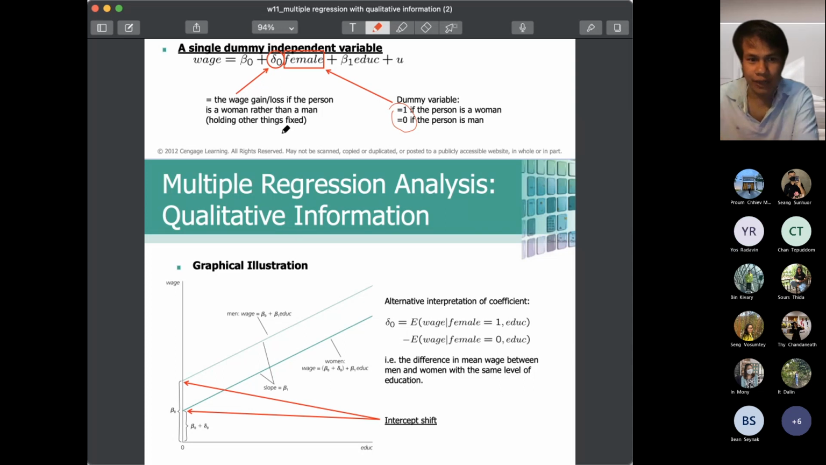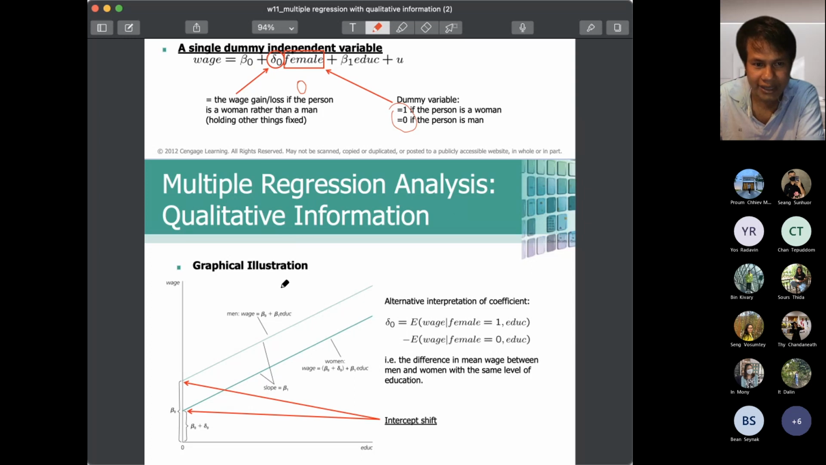All right. So I want you to understand this graphical illustration. If you look at our equation, we have wage equal delta 0 plus delta 1 female plus delta 2 education plus error term. Remember, this is female, meaning that female equal 1, male equal 0. So what if we have an observation equal male? If the observation is male, then the female value here is 0, right? If that is the case, we will have wage equal delta 0 plus delta 2 education.